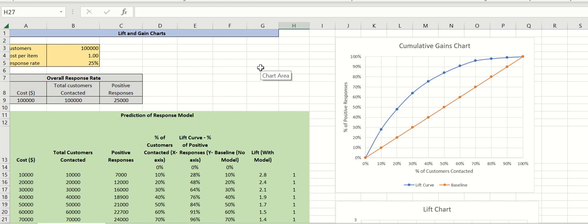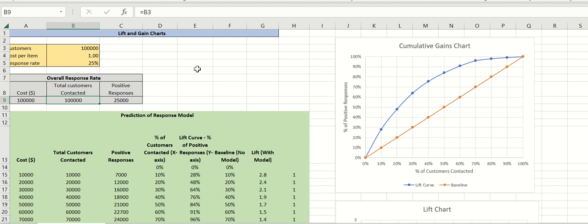So what's happening here is we have a marketing response model, and the context for a situation like this would be if we knew, for example, that if we send a marketing campaign to every single customer we have, which in this case is 100,000 customers, that the best response we're going to get is 25%. So 25,000 responses.